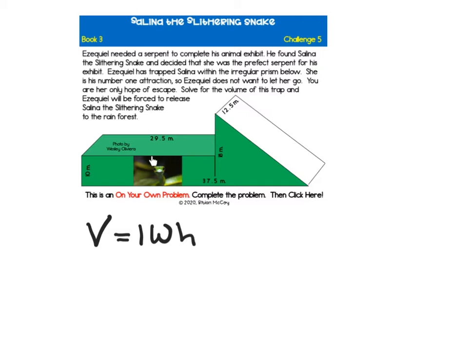So if we substitute length times width with the surface area of this irregular polygon, the two-dimensional polygon, then all we have to do is multiply it by the height, or we could also think of this as the depth. And that will give us our volume. So I'm going to rewrite this as V equals A times height, okay? So let's go ahead and start to solve for the area of this irregular polygon right here.